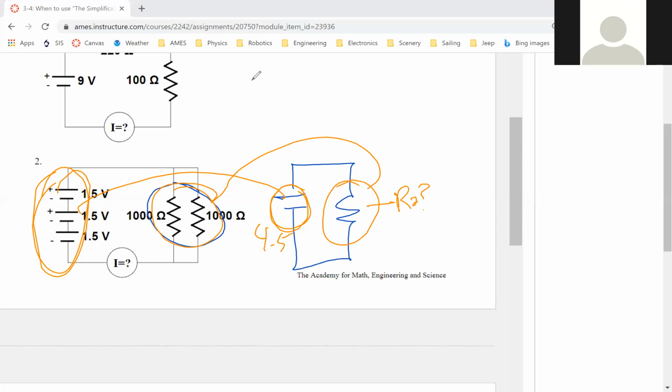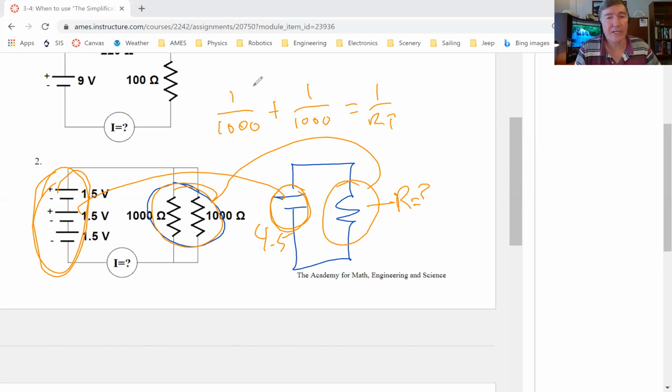The value of that resistor is going to be equal to 1 over, 1 over 1,000 plus 1 over 1,000. But then that's all going to be under 1. Okay. And yeah, that'll work.